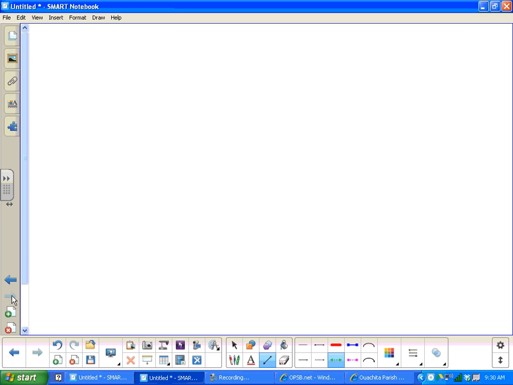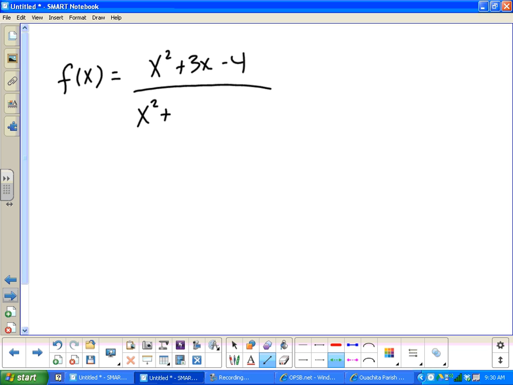I'm going to make this one up. Let's say we got f of x equals x squared plus 3x minus 4, almost the same thing as I had last time. I think it was the same thing. And on the bottom part here, let's do x squared plus 5x minus 6.